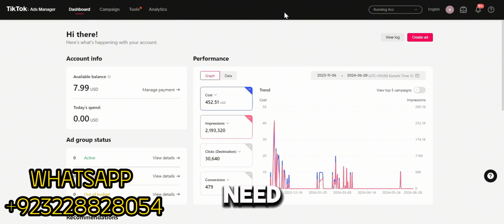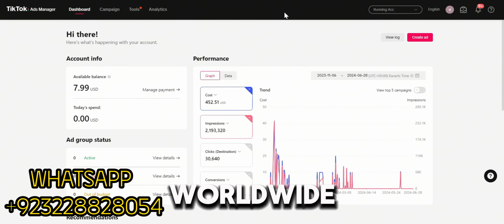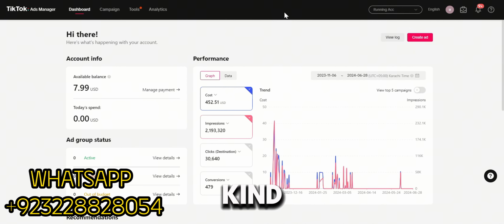And if you need a new account, or any account without tax, without VAT, or a worldwide targeting account, we will also provide those kinds of accounts. Just reach me out on the WhatsApp number that is given below on the screen.